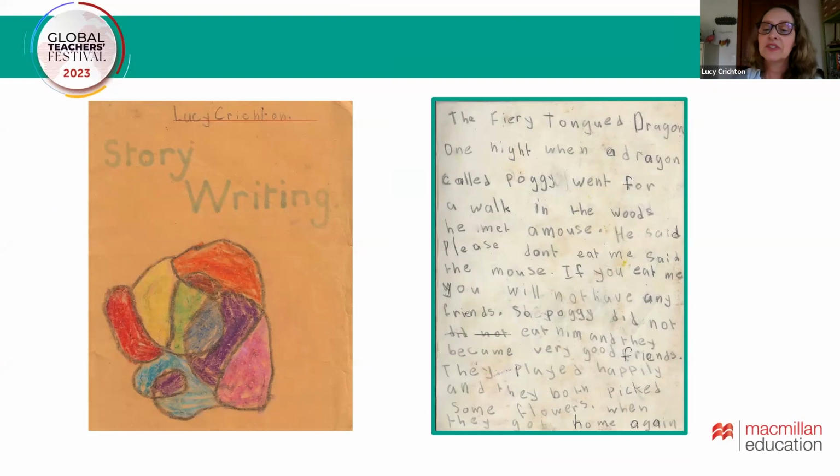I'll tell you the story. I just want you to pay attention to what the teacher says on the next slide. Okay, so basically it's about a fiery-tongued dragon who goes for a walk and meets a mouse, and the mouse is worried that the dragon's going to eat him, but he says he's not going to. If you don't eat me, then I'm sure we're going to be great friends. And they do. They turn into great friends, and they pick flowers and go home, and then they put the flowers in a pot, yeah, and they make some soup.